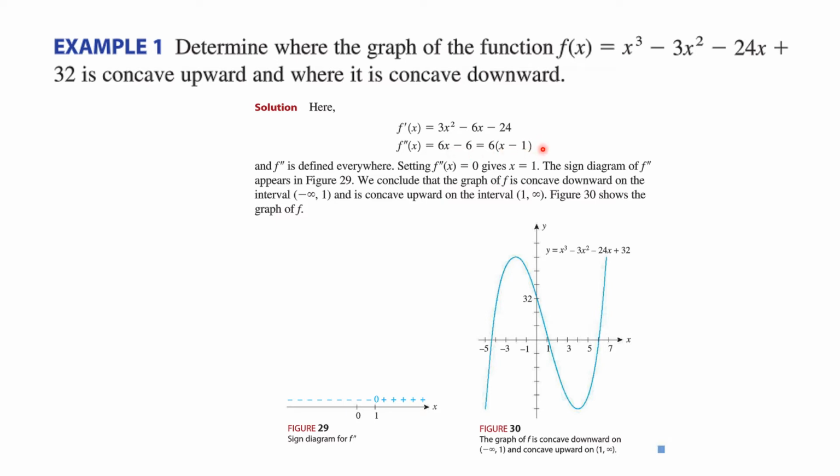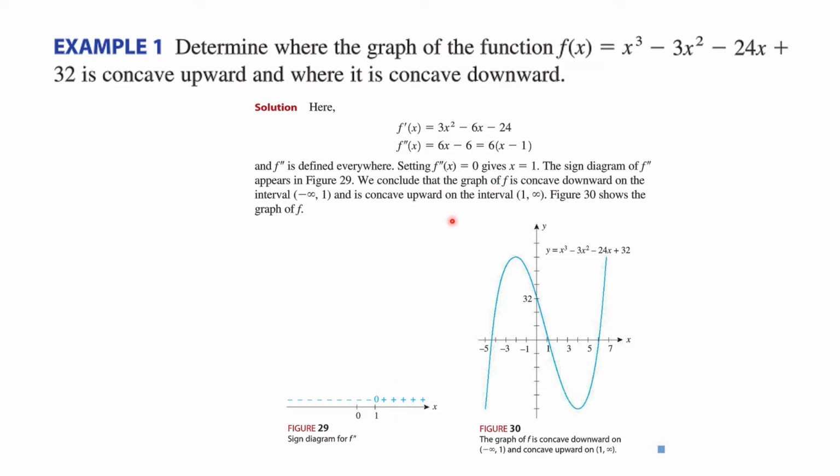And we factor this because we know we're going to be setting this equal to 0. It's defined everywhere because it's a polynomial. So set that equal to 0, we get that x is equal to 1. So the sign diagram then, we'll draw that. Here's x equal 1, and whenever I pick something like 0, less than 1, I get a negative value. When I pick something bigger than 1, perhaps 2, I get a positive value. So it changes from negative to positive. And in fact, that means we're changing from concave down to concave up.